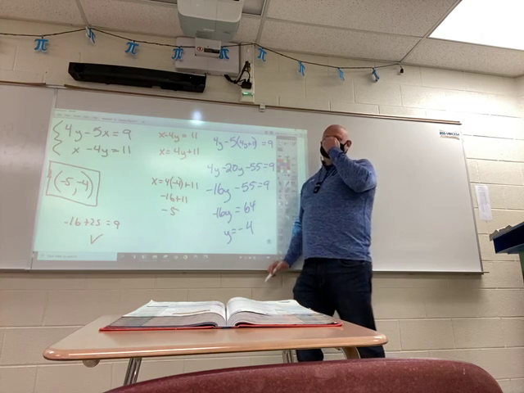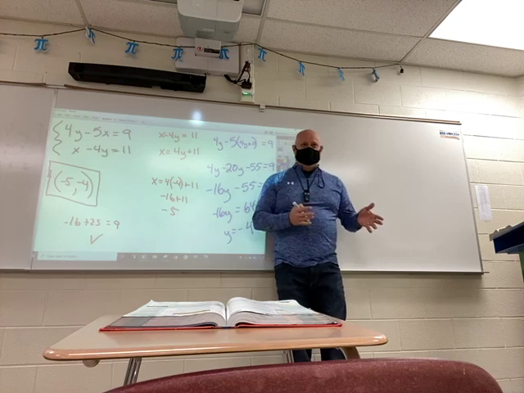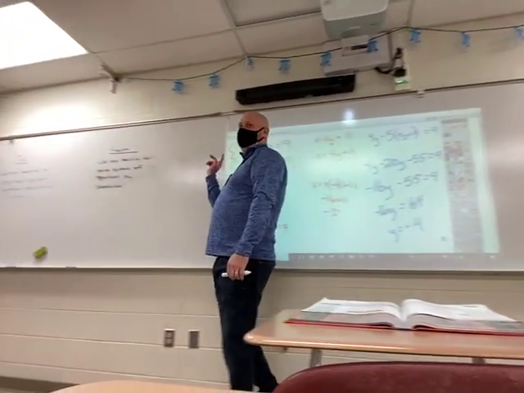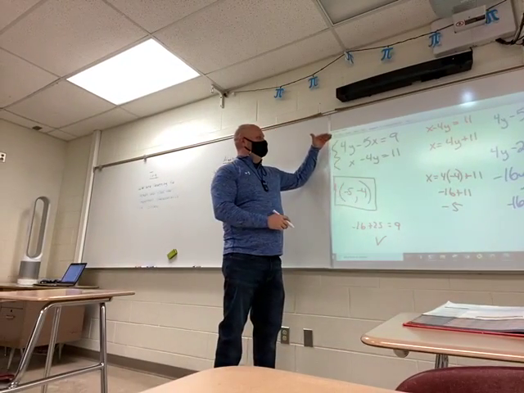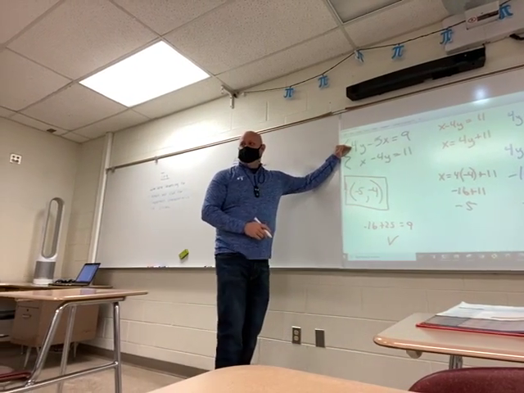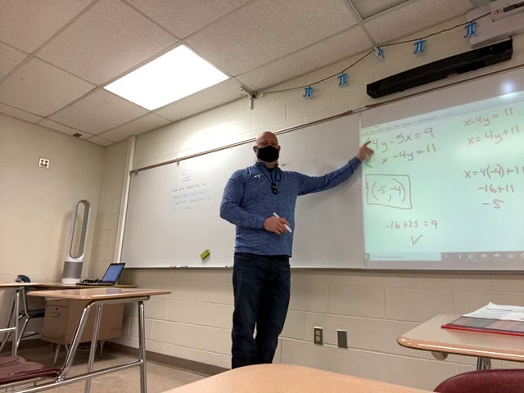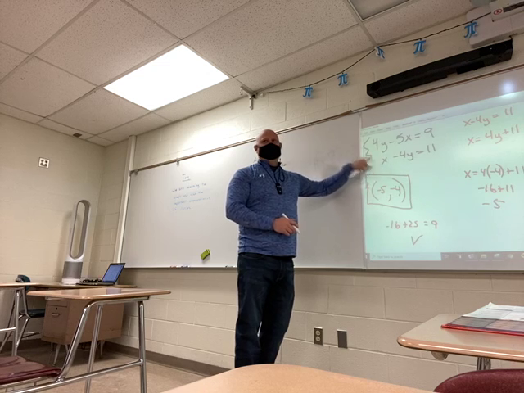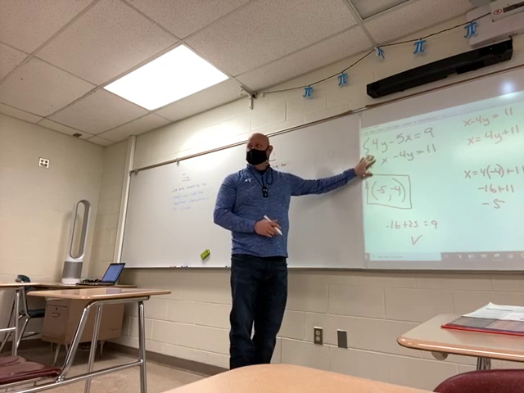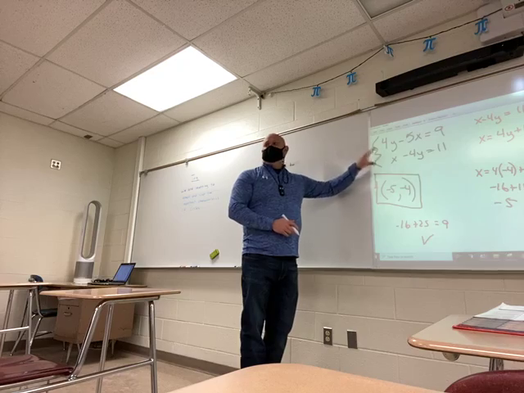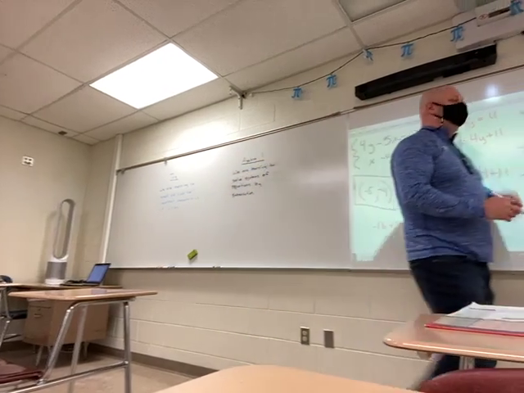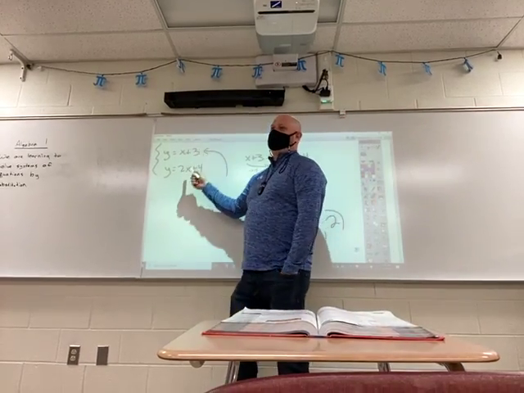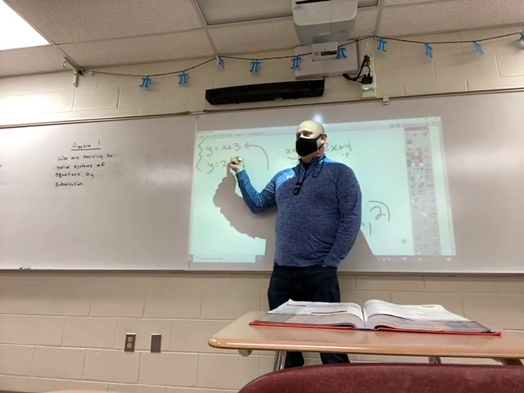As far as, is one method better than the other? I'm more likely to use this one because what's the only thing I'm hoping for with this method? One easy x or y, right? I need one equation where I can get x by itself or y by itself. That's going to be a lot more common than a situation like this one where they're both in slope-intercept form. This is an easy problem.